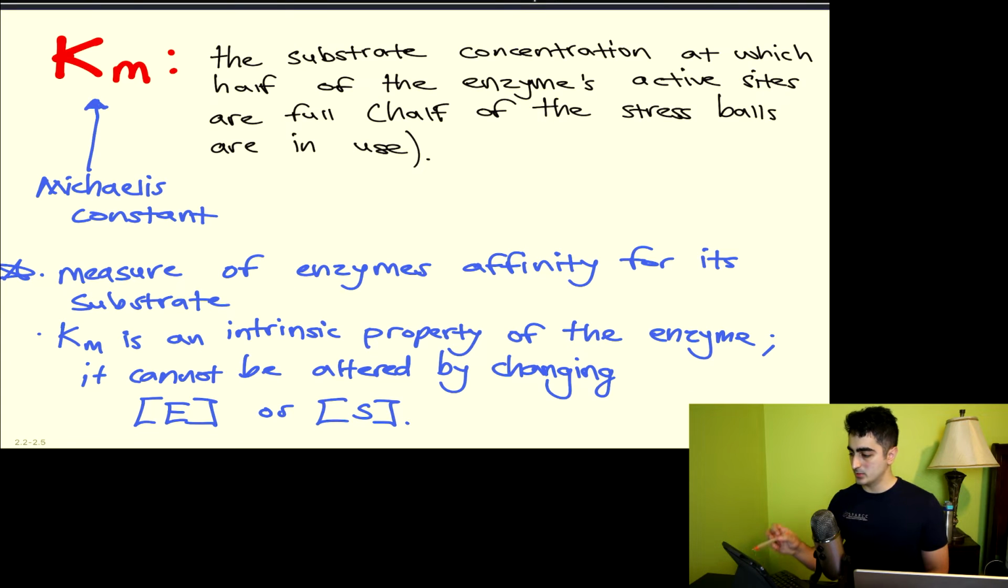So again, Km is the substrate concentration at which half the enzyme's active sites are full, half of the stress balls are in use. So if you think about the stress balls, we got half of them in use.